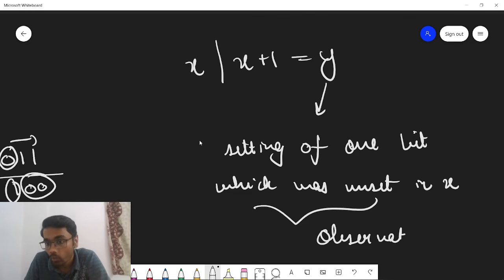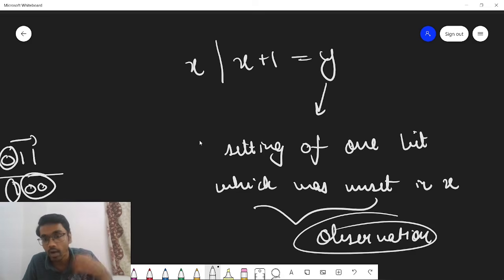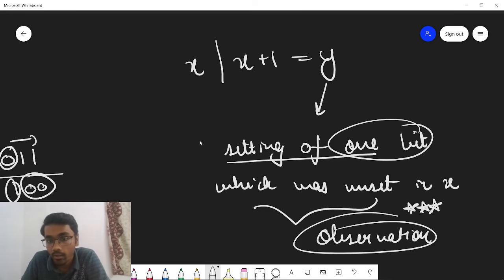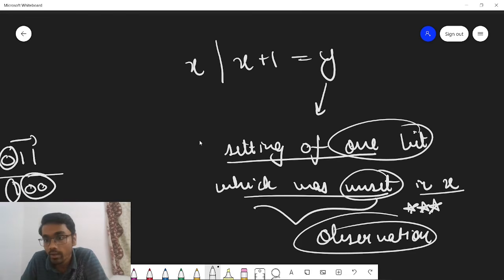This can come only if you observe it with the help of some example by yourself. It is purely based on observation. You can't get a hint by looking at the question. You just need to try out the operation in terms of bits, and then you will get to know that this is what is actually happening. So this resultant y is nothing but the setting of one bit which was unset in x.